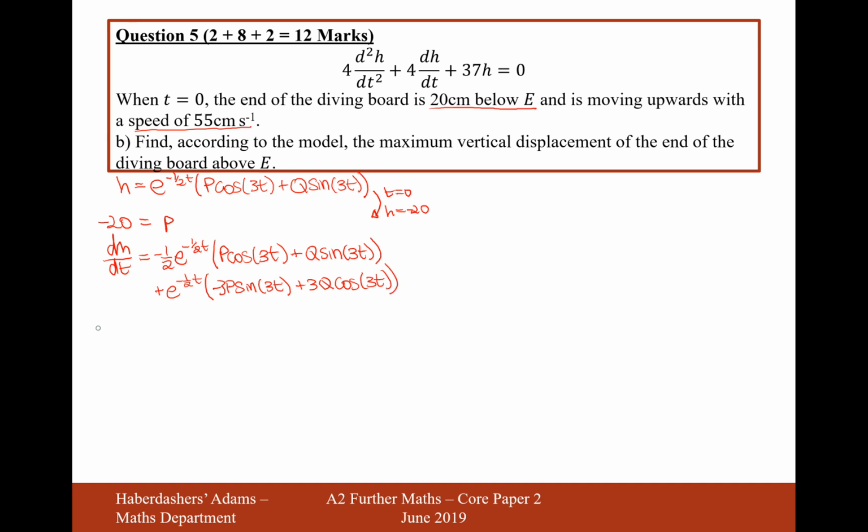Now plug in 55 for dh by dt and t equals 0. So it's going to be minus a half of p plus 3q equals 55. We know that p is minus 20, so minus a half times minus 20 is positive 10 from the double negative. Take it away onto the other side and you get 45 equals 3q, so therefore q is 15.